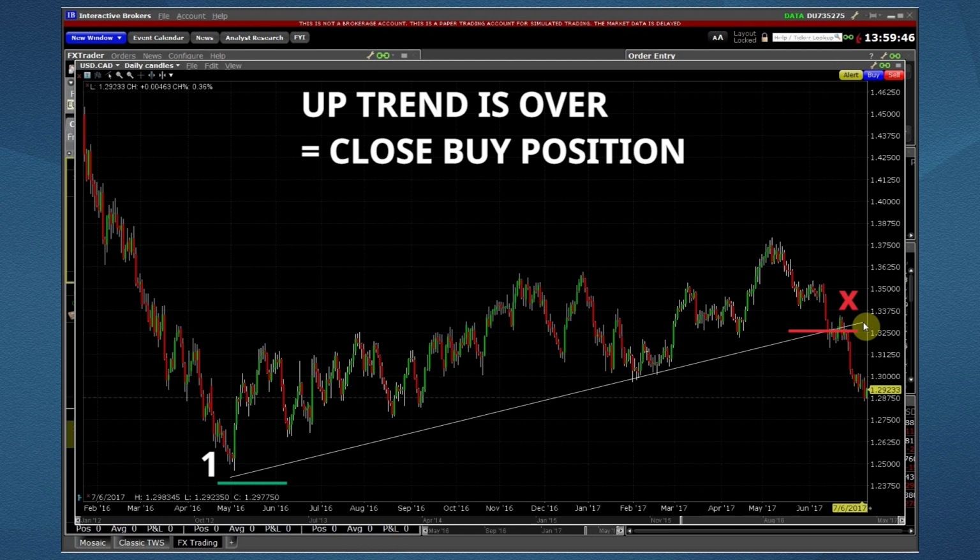Remember, it is extremely important to learn how to properly use trend, support and resistance lines. Once properly set, they will provide you with a lot of useful information which can be used in your trading decisions.